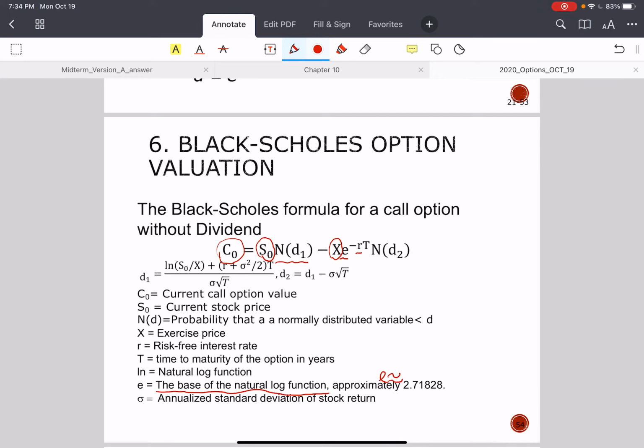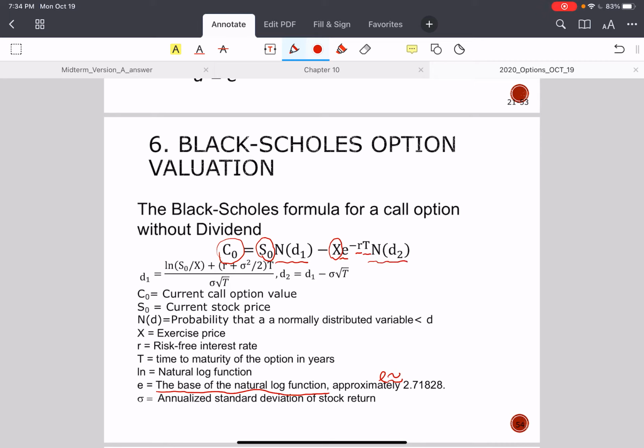r here is the risk-free interest rate. T here is the time to expiration. It's measured in years, so if it's 1 year, you should write T equals 1. If 2 years, you should write T equals 2. If 6 months, then you should write T equals 0.5. Now let's talk about N(d1) and N(d2).